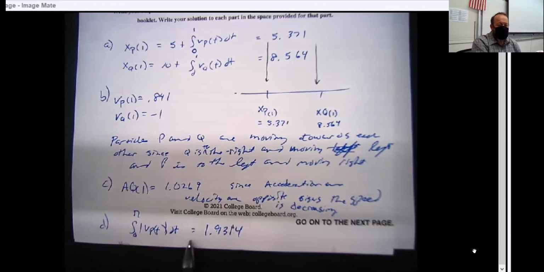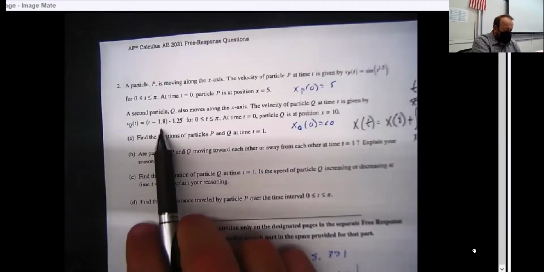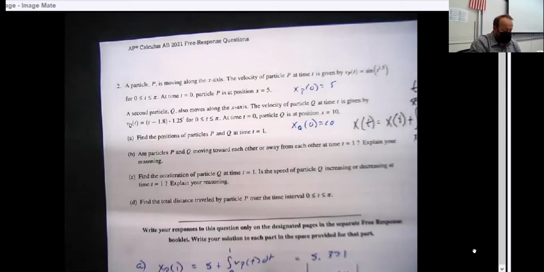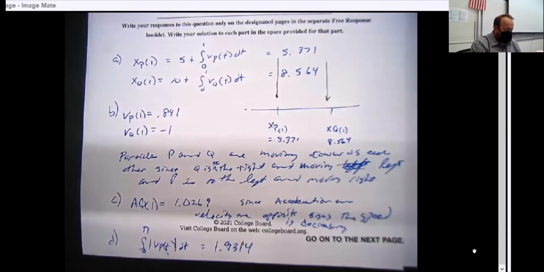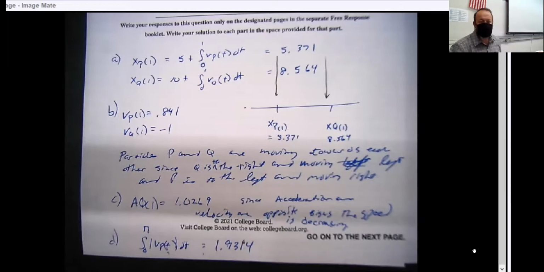Now, if you do this, your calculator will sweat hard. It had a hard time calculating this because it's a fairly difficult integral, with a lot of information on it. But again, it can handle it. And that's the value that popped out. That would be the total distance traveled by that particle moving left and right and all that kind of stuff over that 0 to pi interval. And that is question number 2.